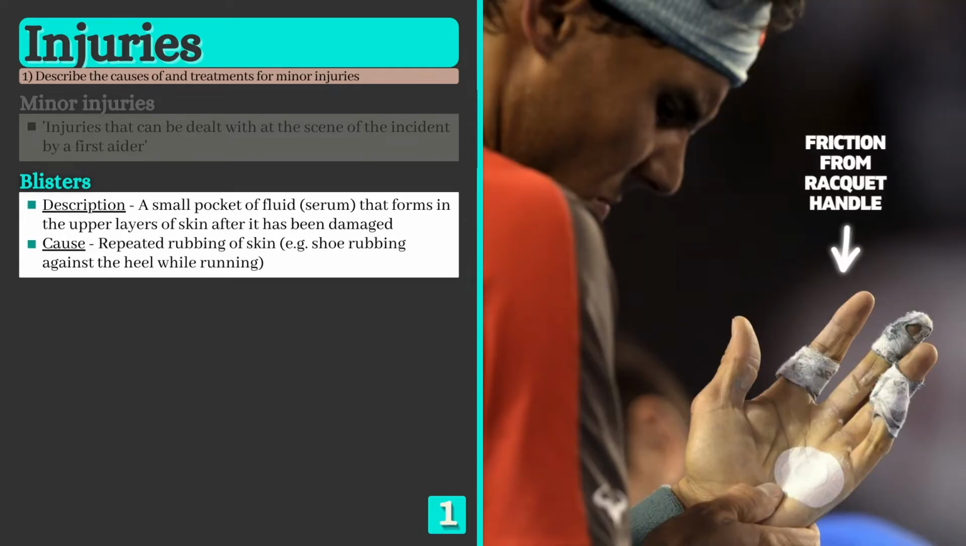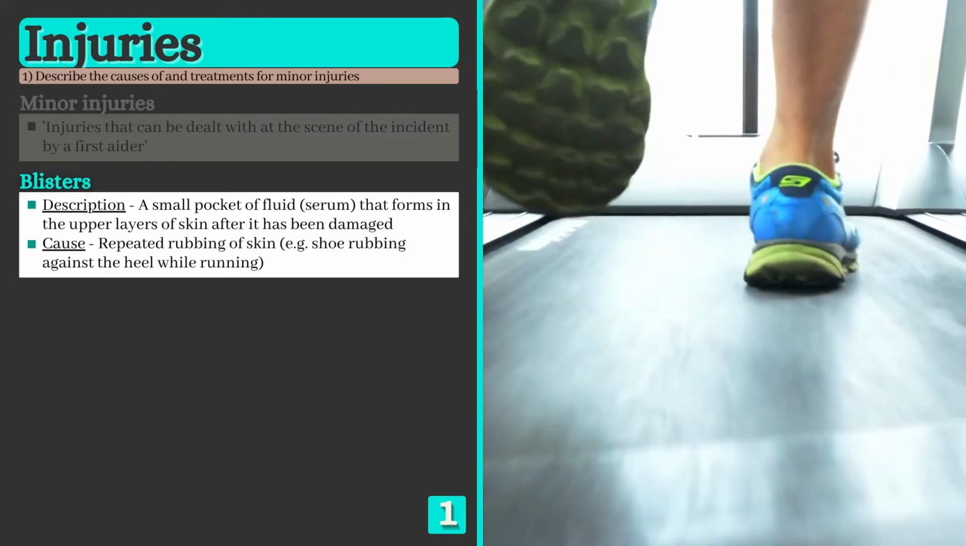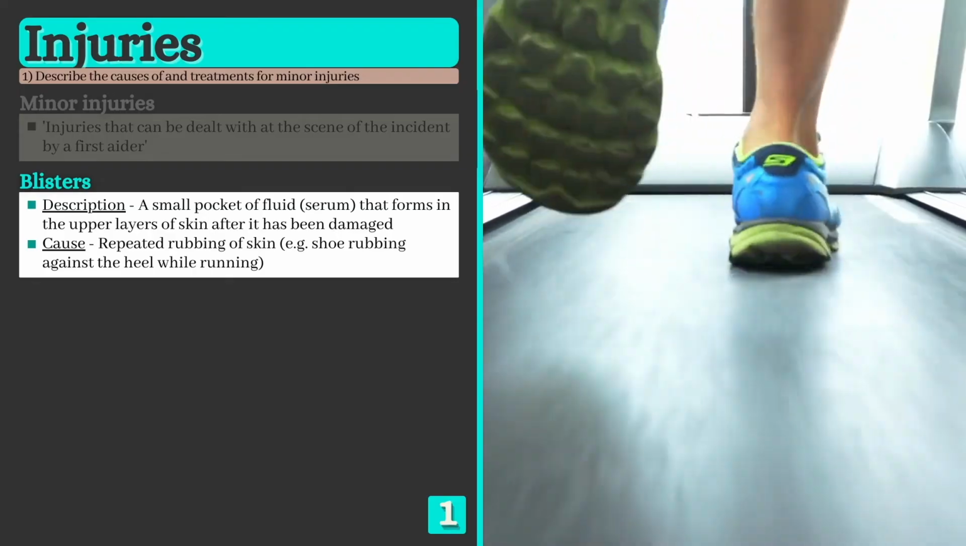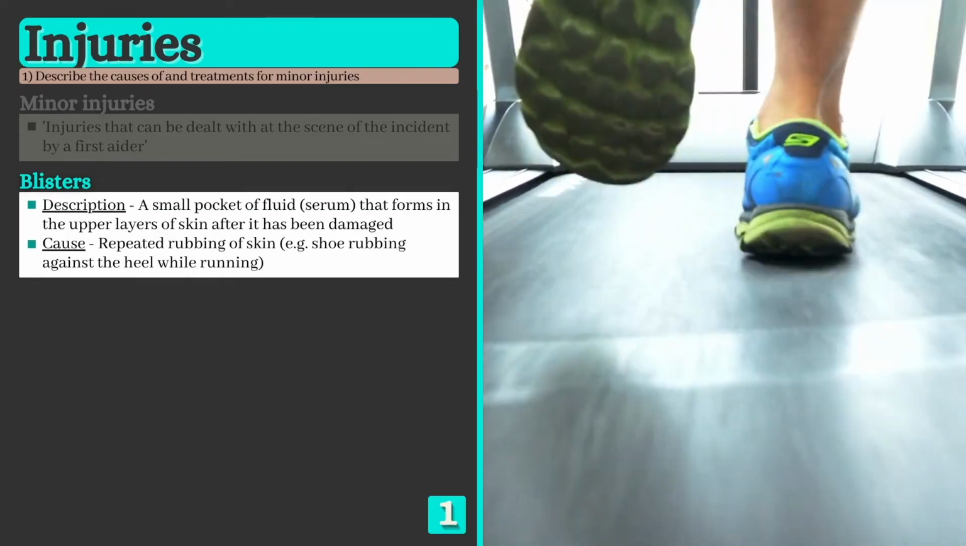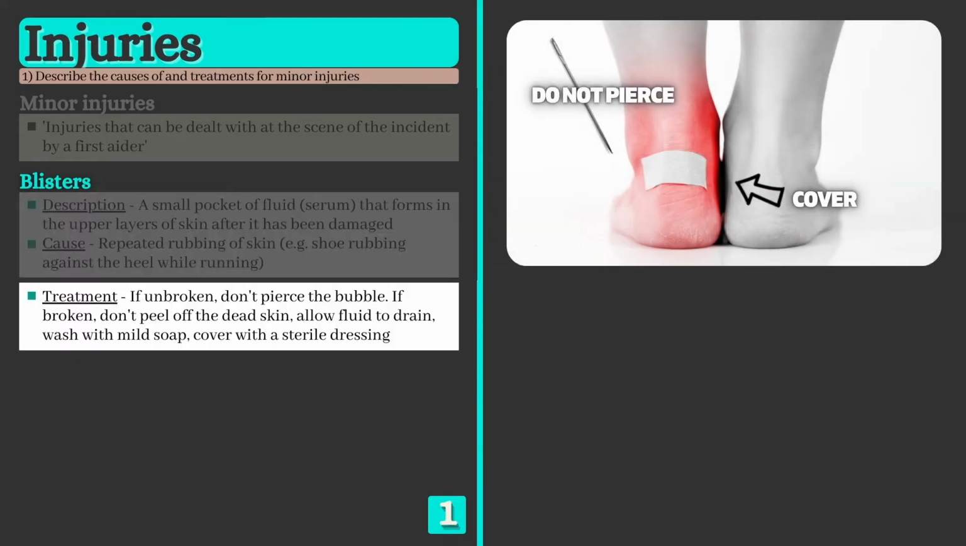Blisters are caused by the repeated rubbing of skin against an object or surface. For example, they often form on the heels of long-distance runners as the skin rubs against the inside of the shoe. To treat an unbroken blister, avoid piercing the bubble and cover with a plaster or dressing to protect the area and prevent further damage.